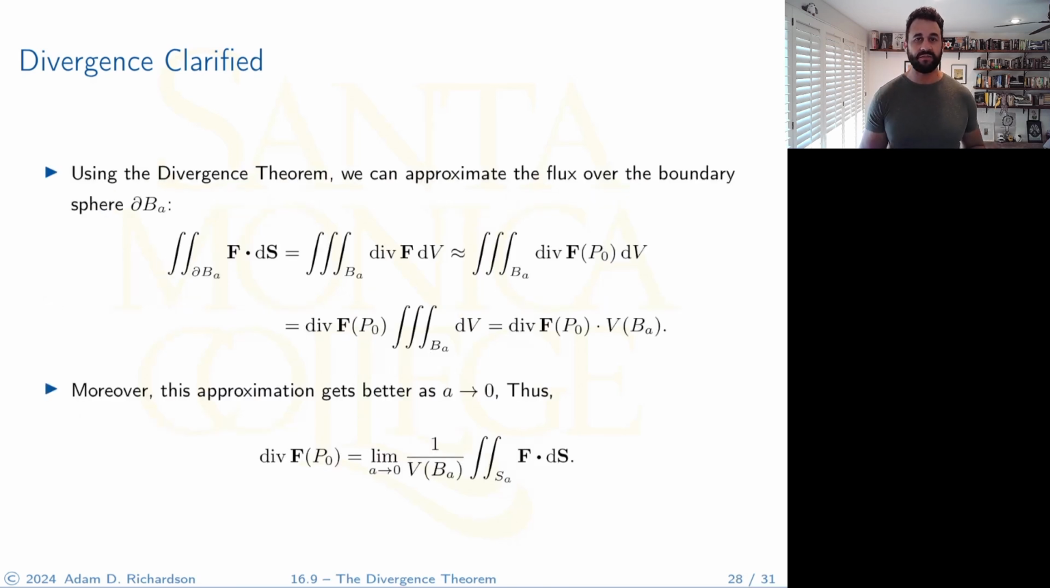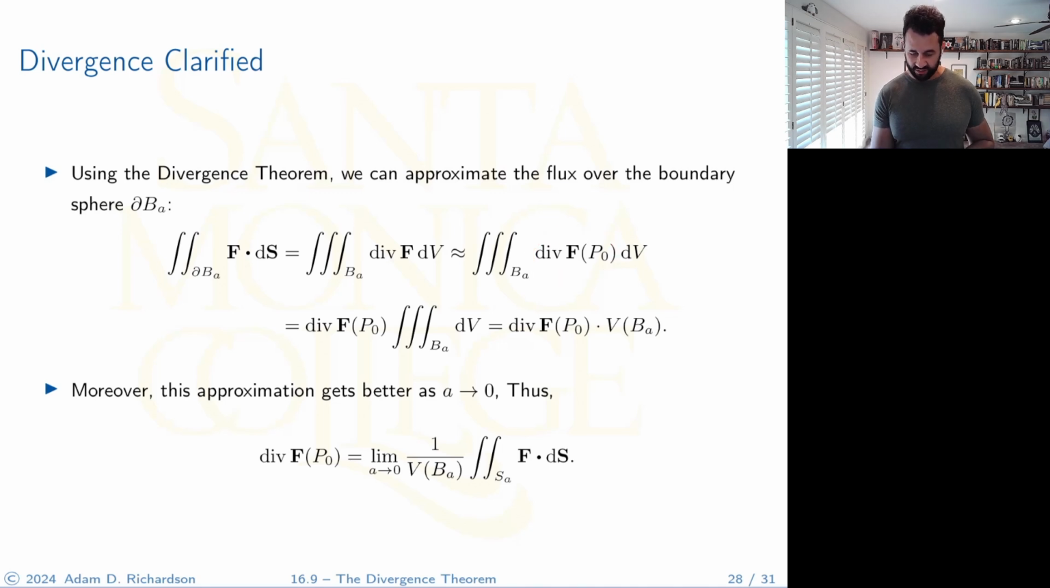Okay, now using the divergence theorem, we can approximate the flux over the boundary, which is partial B sub A. So that's the boundary of that ball, B sub A. So this is the divergence theorem, that the surface integral over the boundary of that ball is equal to the triple integral of the divergence inside the ball. And here we're going to approximate the divergence at any point in that ball with the divergence at the center of the ball, like so. But again, this is a constant.